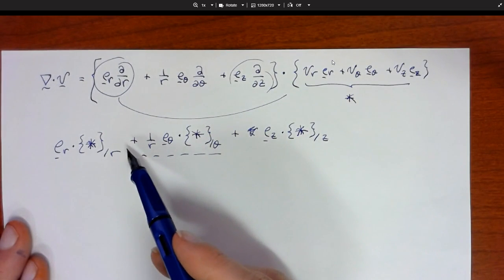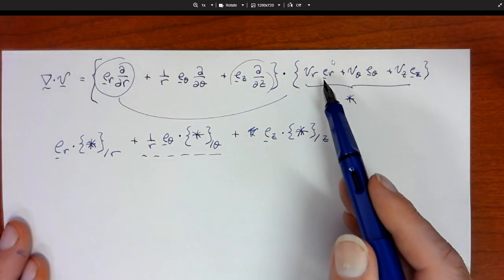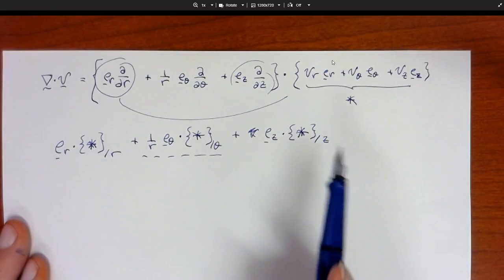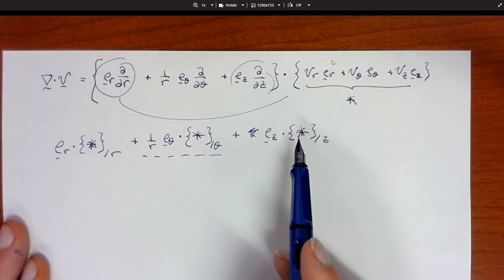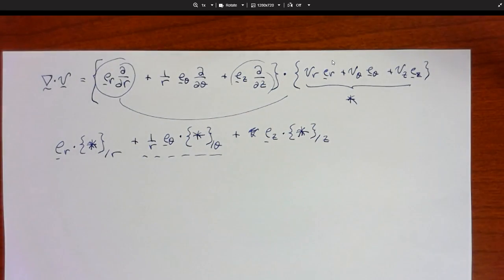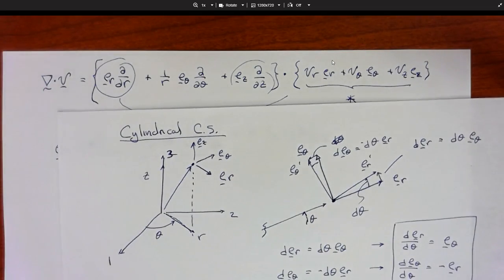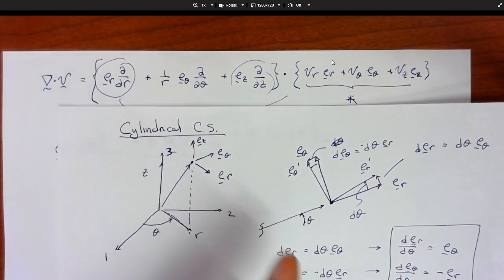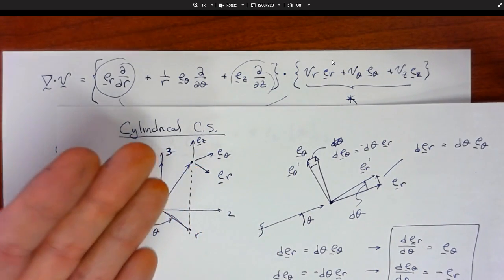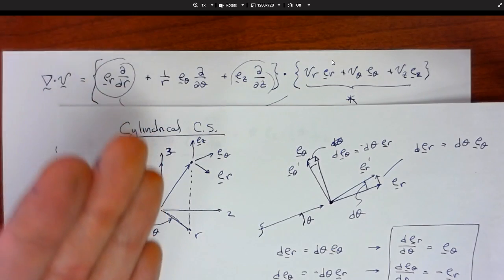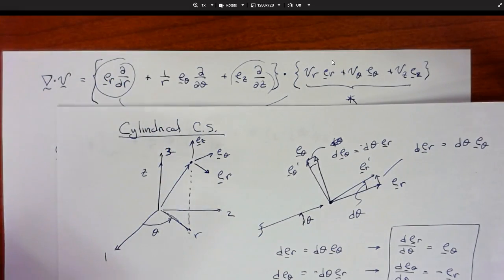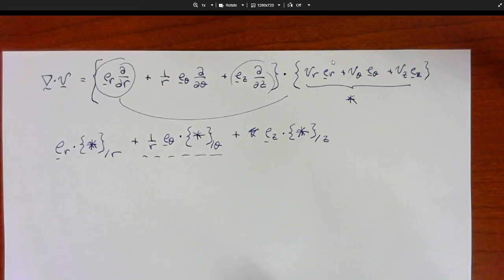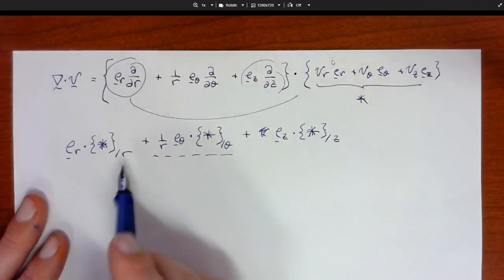The other ones are straightforward because ER, E theta, and EZ don't change when we move in the radial direction, nor do they change when we move in the Z direction. They still stay in the same orientation, right? You can see it easily if you go back to this picture. If we move in the radial direction, like swing it out here, obviously ER, E theta, and EZ all point in the same direction. Likewise, if you move that point up in Z. Only when we change theta do those vectors change. So it's only this term that's going to cause me some problems. But let's just do this, okay?